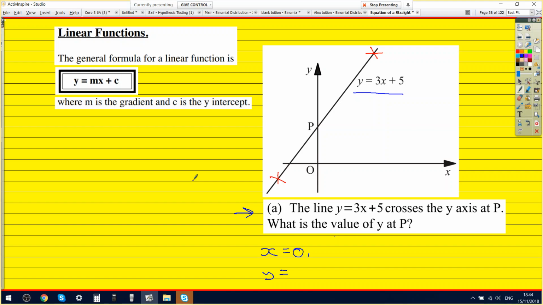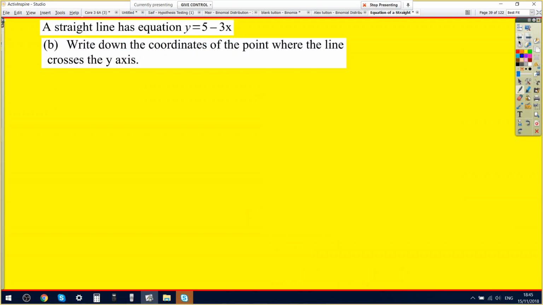3 times 0 plus 5. That's 5. Yes. And so P is 5 and it matches up with there. 0 times anything gives you 0, and so the y-intercept will always be the number without x in the equation. Okay, let's try this one.